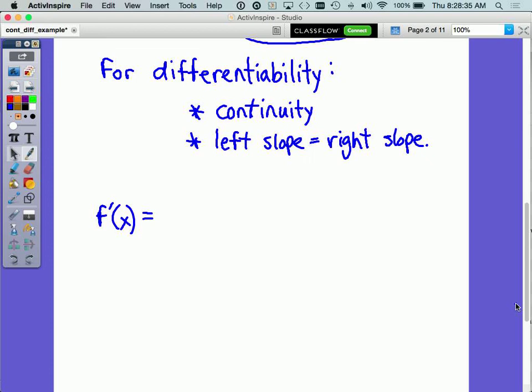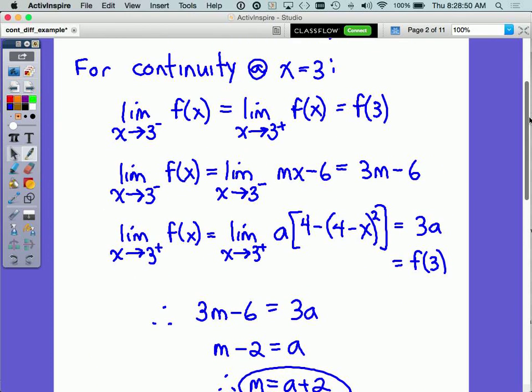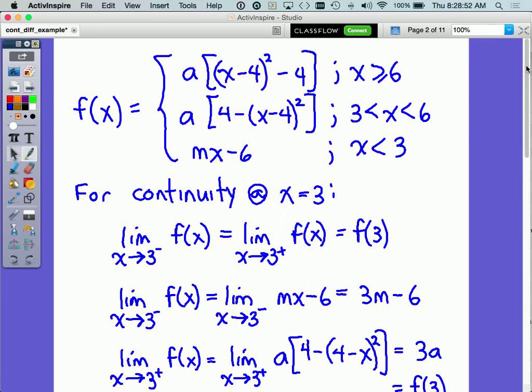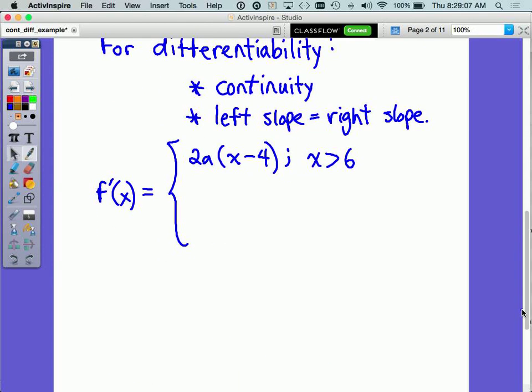So my derivative is going to be, well, the top part is just going to come out to be 2a times x minus 4 when x is greater than 6. And let's just go up and see if we can figure out why that is. We see here, a is just a constant, so I take the derivative of this. I've got 2 times x minus 4 to the first power. The derivative of the inside is just going to give me a 1. The derivative of 4 is 0, so I end up with 2 times x minus 4 times a, which is what we have here. The other ones differentiate similarly.